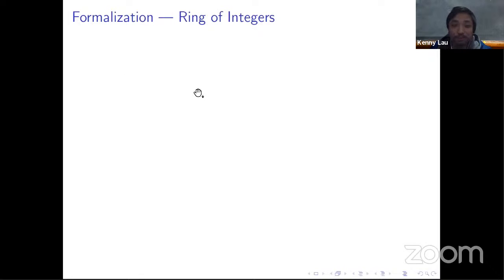So now we move on to the formalization part, right? What do we do in Lean, right? And what is the main point I want to address, right?